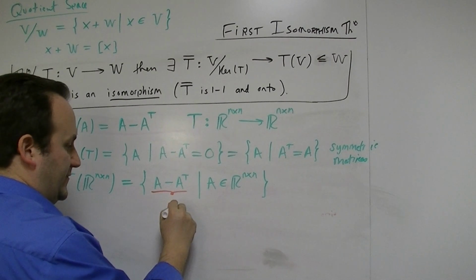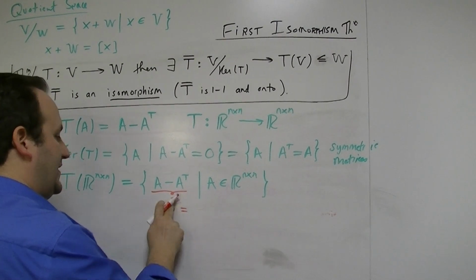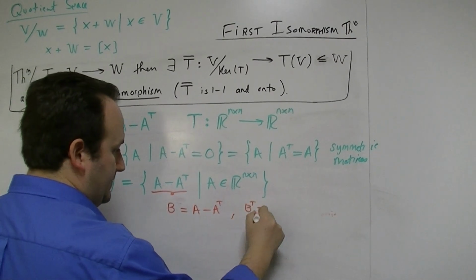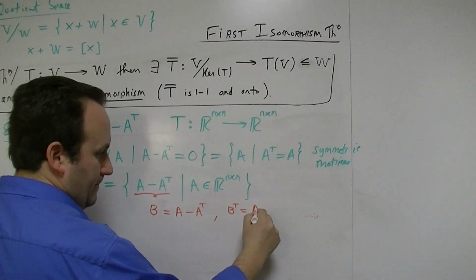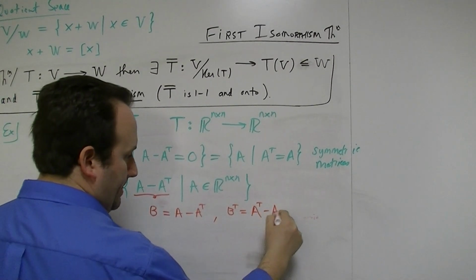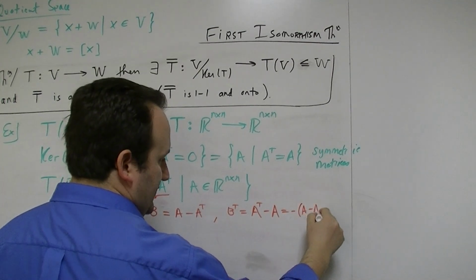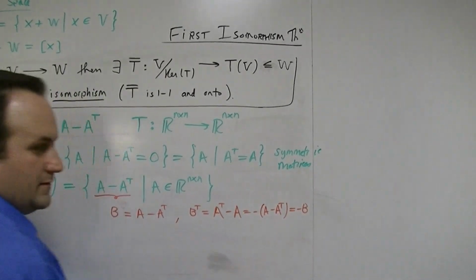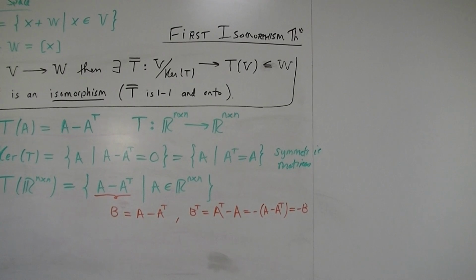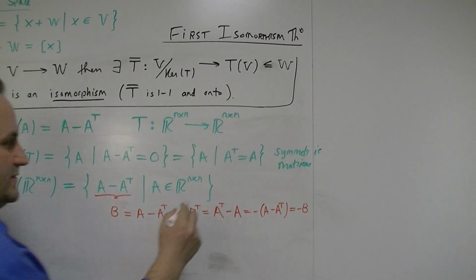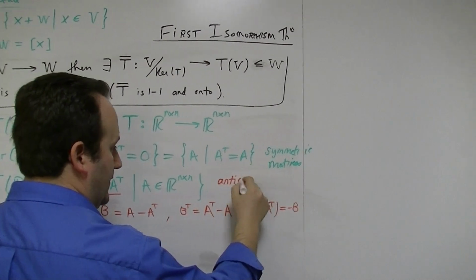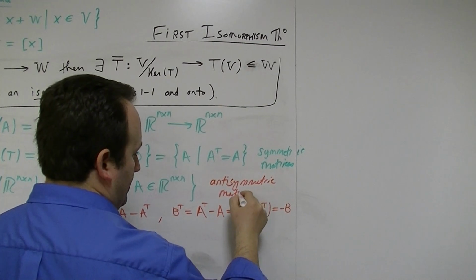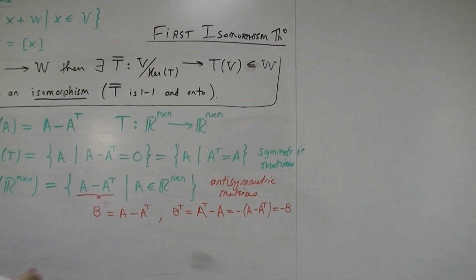Well, check it out. What's B transpose? Excuse me, B. One thing at a time. B is equal to A minus A transpose. So what's B transpose equal to? Oh, A transpose minus A. Right. Which is minus A transpose, right? AKA minus B, right? So what we have here is the set of anti-symmetric matrices. That's the image of this map.